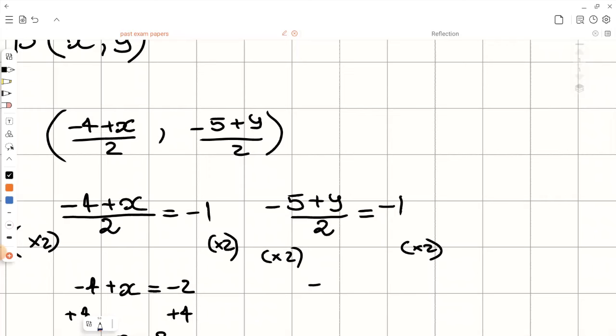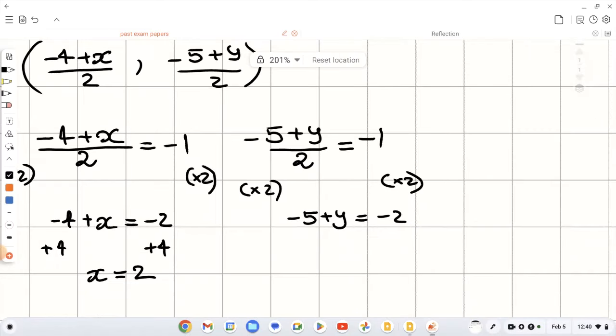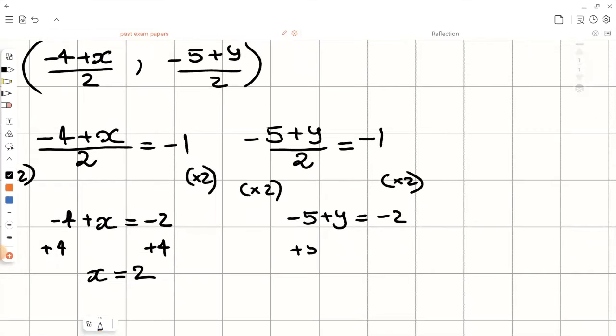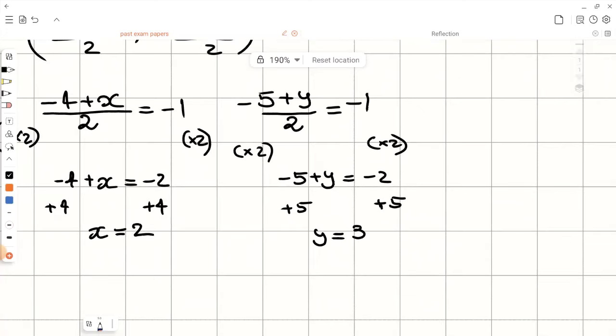We will be left with -5 plus y equals negative 2. And then if I add 5 to both sides, that gives us y equals positive 3. So the final answer is going to be (2, 3). So we just found the missing coordinates of the endpoint.